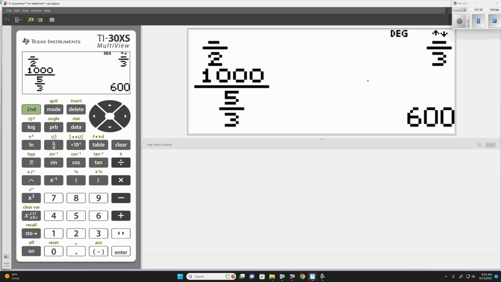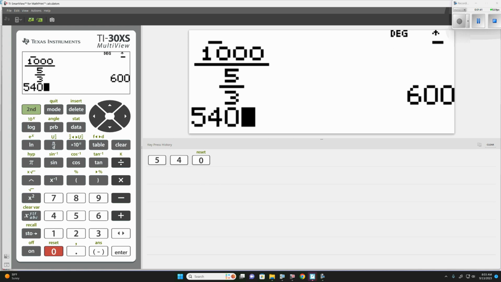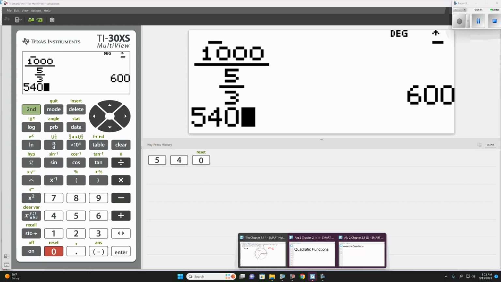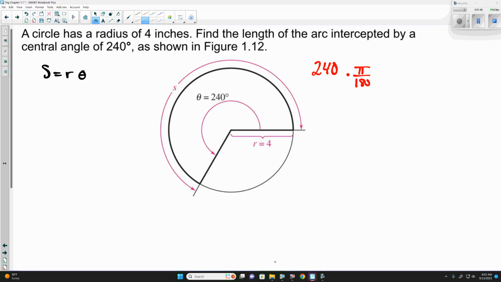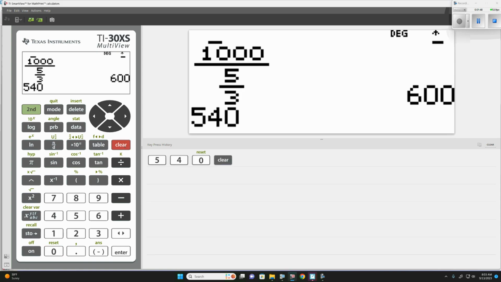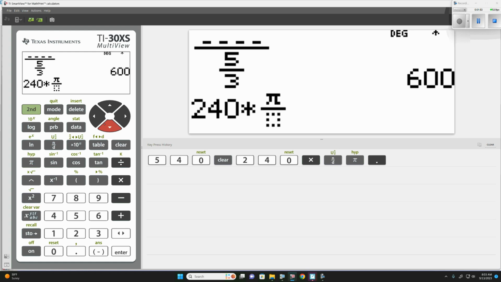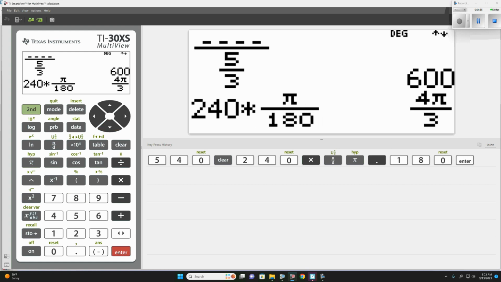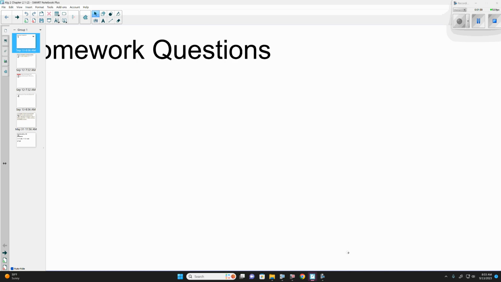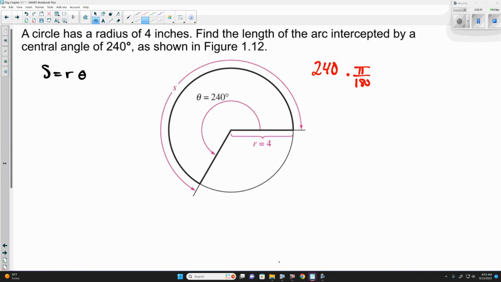Now again, I'm going to use the yellow calculator. 240. I don't know why I'm saying 540 because that's bigger than a circle. 240 times pi over 180 is the right one. So 4 pi over 3.